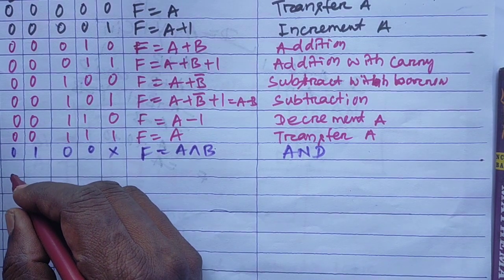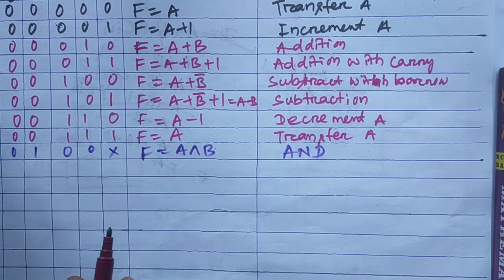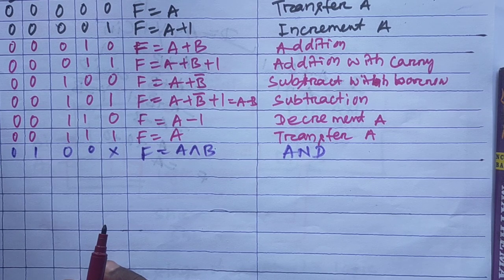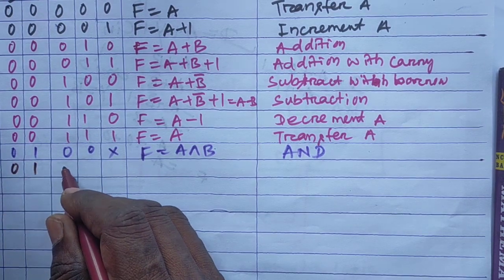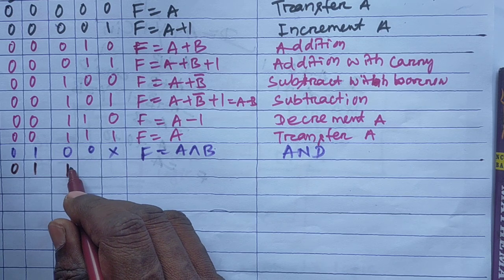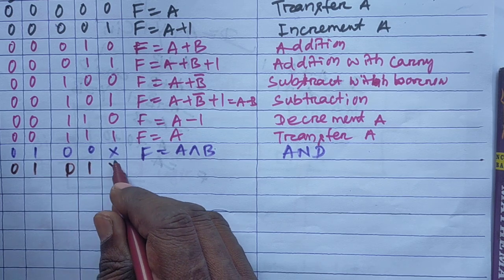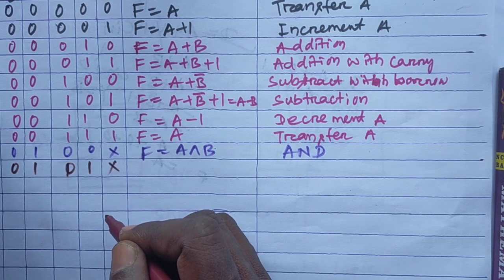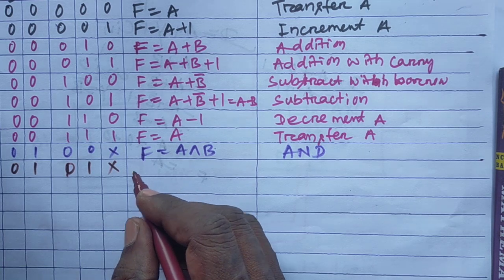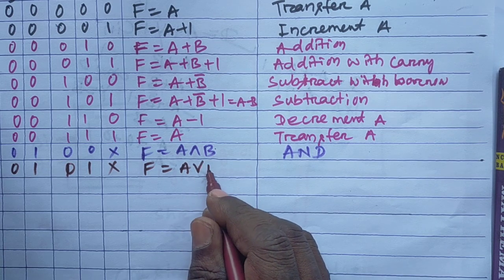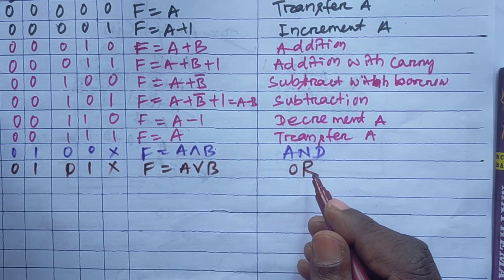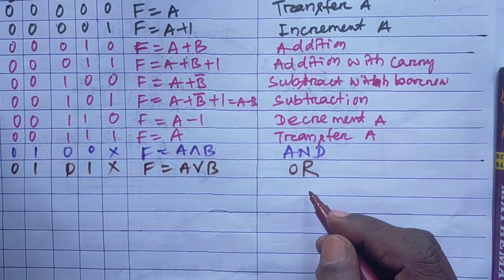Similarly, if we go through 0 1. How many cases? For logic we consider 4 cases, because there are 4 logic operations. Next is 0 1; here again there is no carry, a don't care condition. F is equal to A or B. We can write A or B.